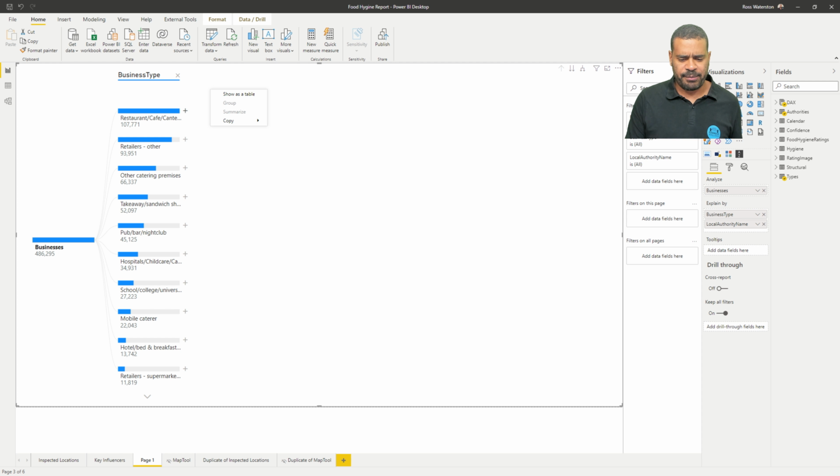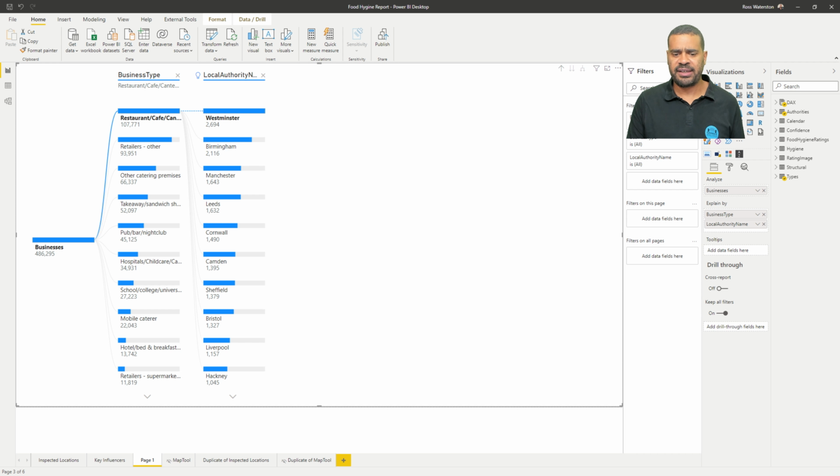But if we came here and said, where are most of our restaurants? We'd go with the high value. We'd see by local authority, we're looking at Westminster with 2,600. That's a lot of restaurants to have in one little area, isn't it? And we see that goes up and it goes down. The nice thing with a decomposition tree is it allows you to explore your data.